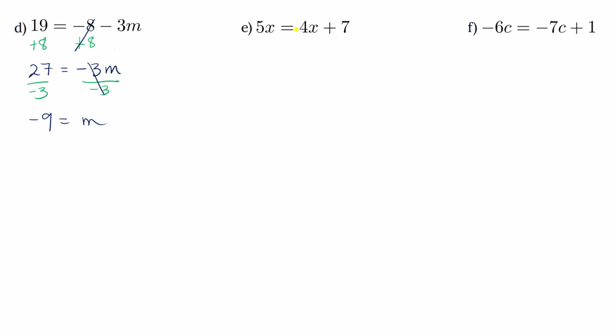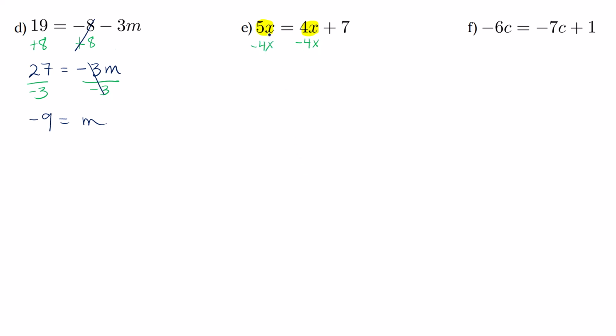You'll notice that E is a little bit different because we actually have 2 terms with x's in them. So before we can actually start isolating for x, we actually want to put those terms together. So one way to put those terms together is actually to move the 4x to the left side with the 5x. So in order to do that, we're actually going to take away 4x from the left side. Whatever we do to one side, we also have to do to the other side.